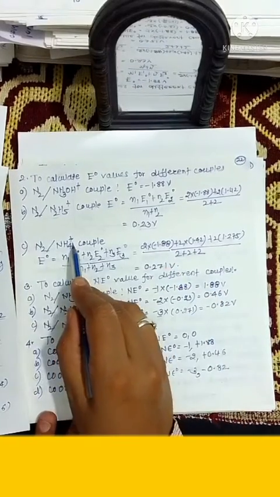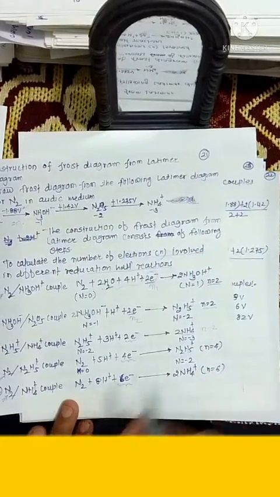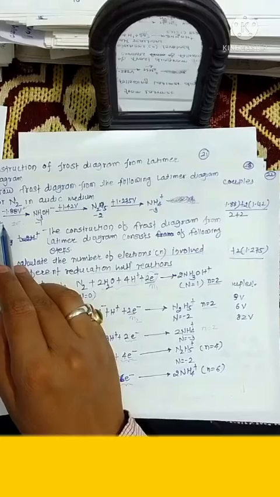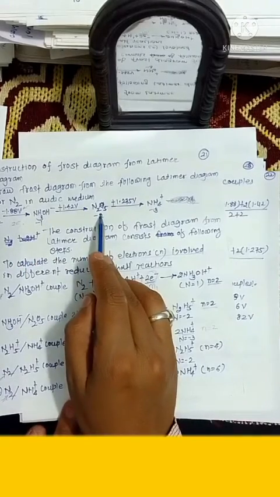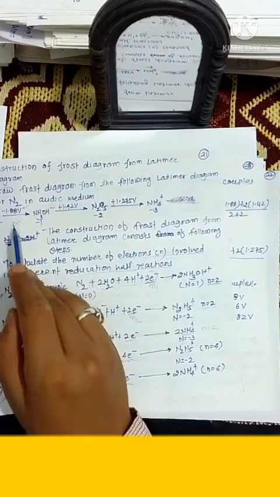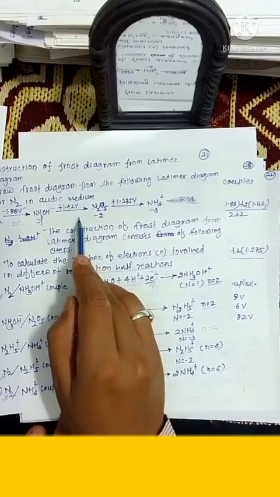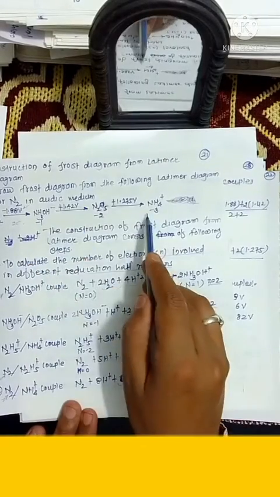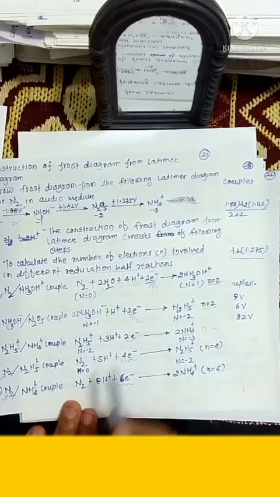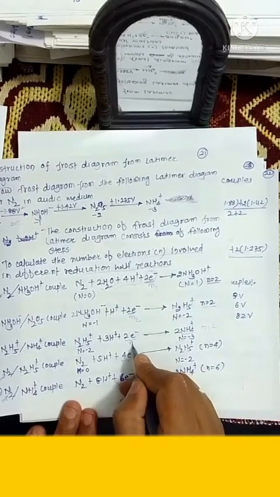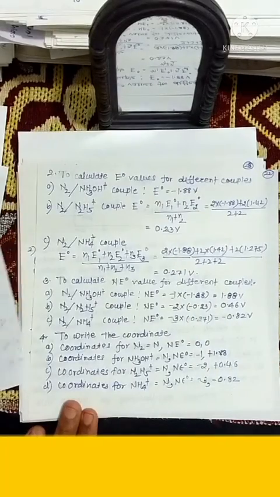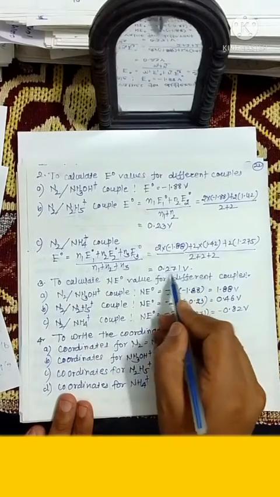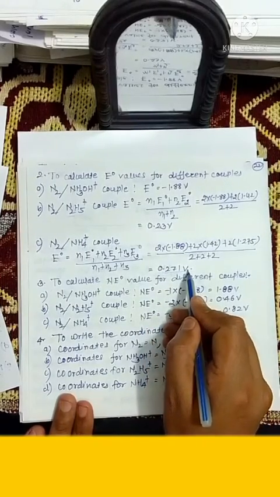For N2 to NH4 plus, for this couple a total of 6 electrons are used, and there are 3 different stages. First stage is this, second is this, third one is this. So 2 electron change here, 2 electron change here, 2 electron change here. So n1 is 2, n2 is 2, and this is your n3 value, also 2. So by using the formula we calculate the value, and it comes to minus 0.271 volt.